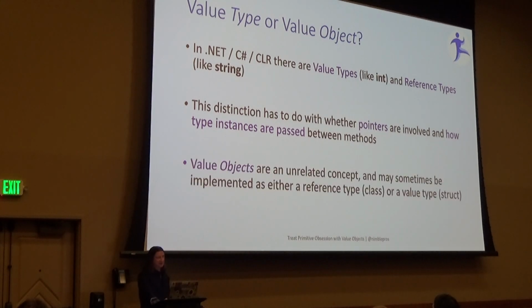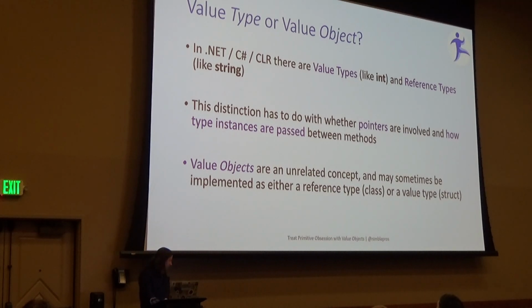And none of that has anything to do with value objects. So just understand that when we talk about value objects, they're different from value types, and they're not really related concepts in any way. It is possible that you can make a value object be a reference type or be a value type. It just depends, and usually it depends on what the underlying thing is. So if you're making a value object out of a string, it'll probably be a reference type. If you're making a value object out of an int, it'll probably be a struct or a value type.